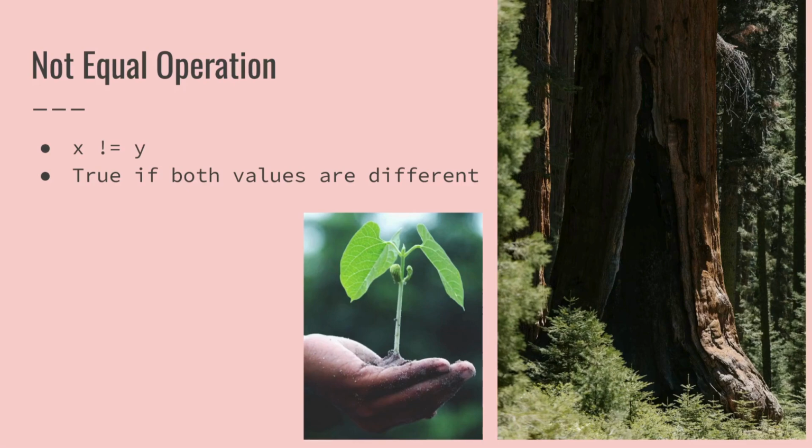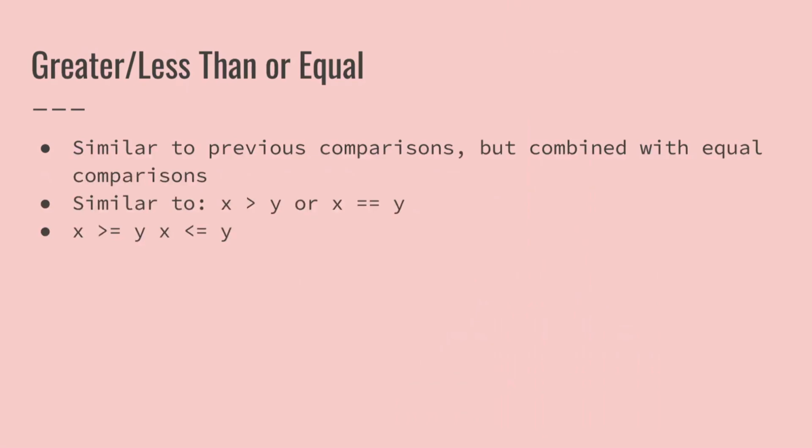Now, for the next two, I kind of want to look at them together because they're kind of the same concept. They're the greater than or equal and the less than or equal operations. These are very similar to the previous comparisons that we just talked about, with the addition that if both values are the same value, it would also return true. Otherwise, they work like the strict versions of the comparisons. In a way, they work the same way as saying, for x greater than or equal to y, it would be similar to x strictly greater than y or x equal to y.